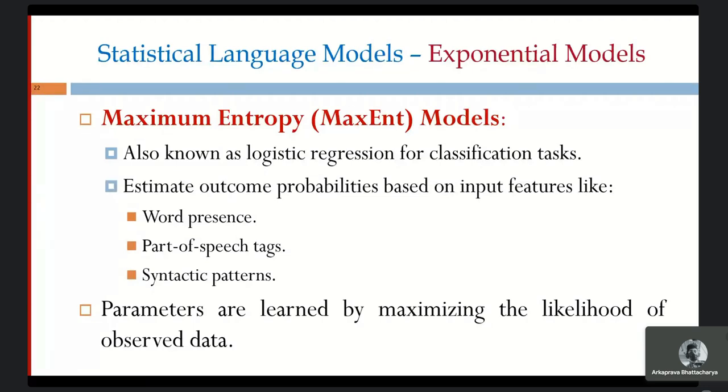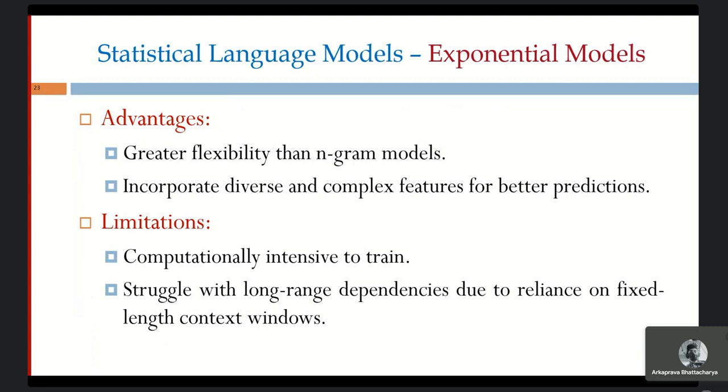They are used to estimate the probabilities of different outcomes based on a set of features like word preferences, part of speech tagging, and syntactic patterns. Their model parameters are learned by maximizing the likelihood of the observed data. If you look into the advantages, maximum entropy models are more flexible than n-gram models because they can incorporate a wider range of features, but they are also complex and computationally intensive when it comes to training.